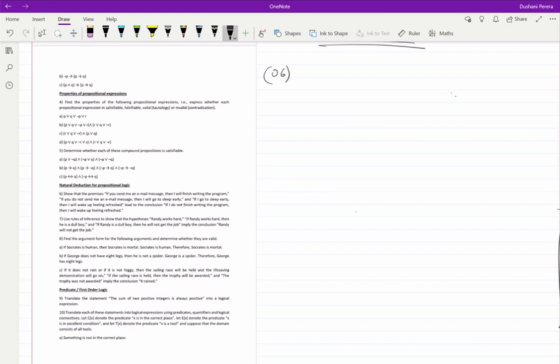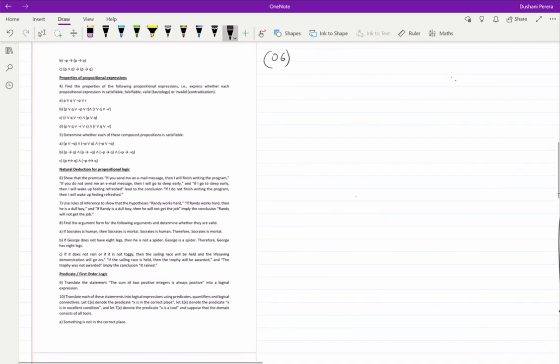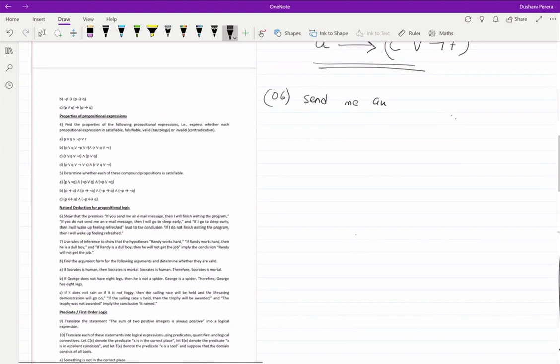Show that the premise is: if you send me an email message, then I will finish writing the program. Okay, so this question is about propositional logic. We need to come up with atomic propositions for fractions of sentences. Let's continue the question while taking down our atomic propositions. So I'll say, send me an email is P.